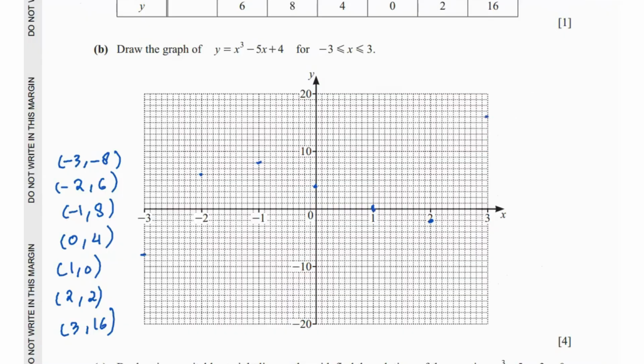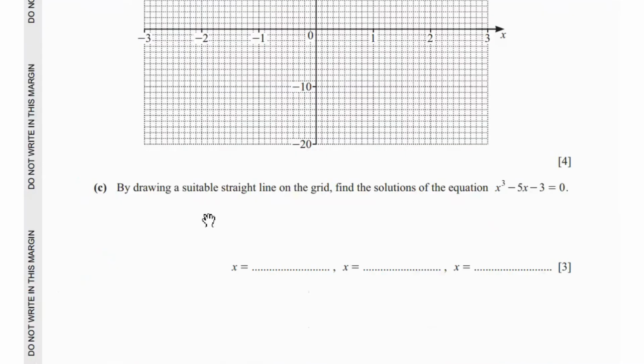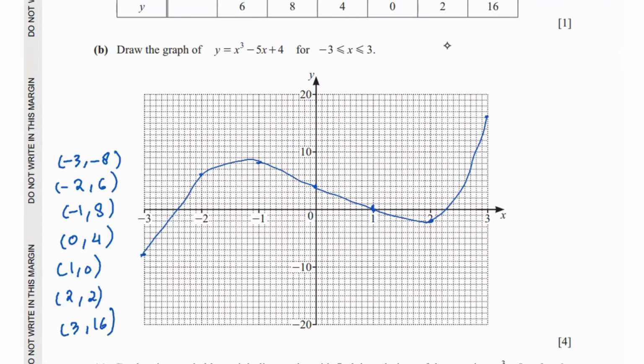So now we connect the points. That's our graph. By drawing the suitable straight line on the grid, find the solutions of the equation x cubed minus 5x minus 3 equals 0. If we compare this with this equation, we can see that it subtracted 7, which means we have to draw a line for y equals 7.